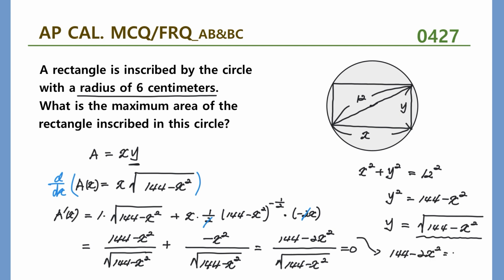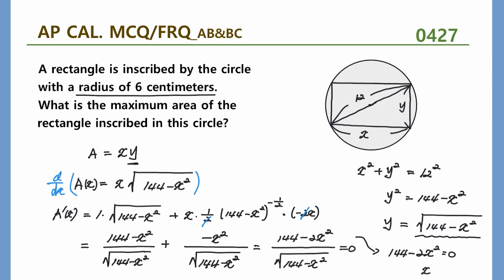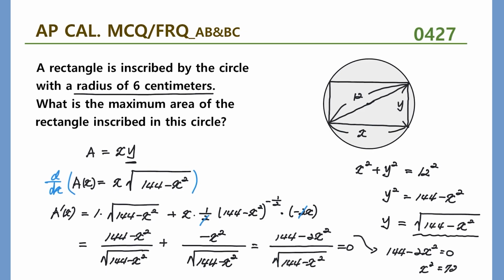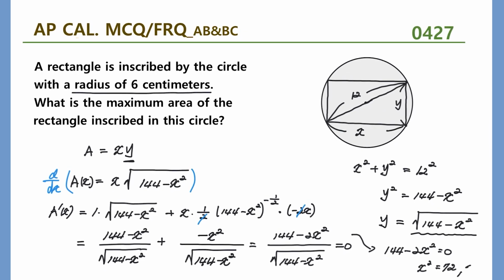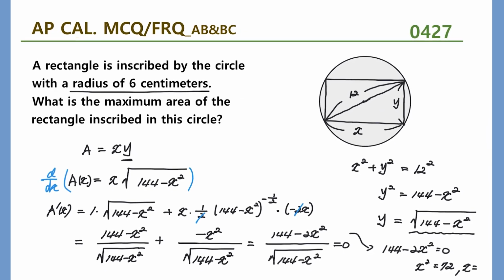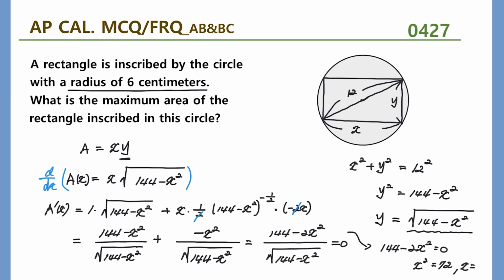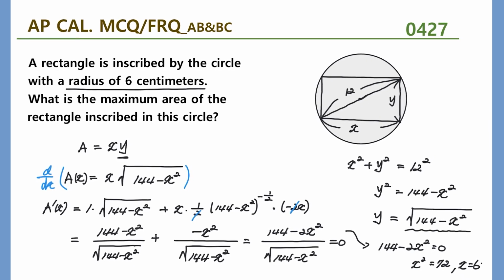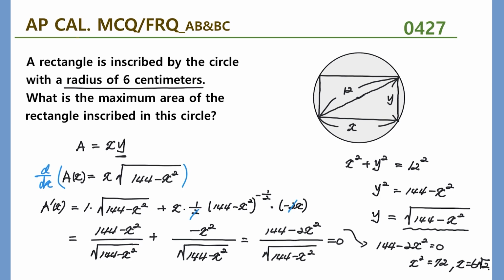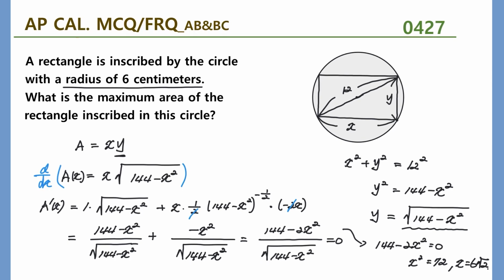2x squared is equal to 0. So x squared is equal to 72. Then what is x? X is the square root of 72, right? Which is equal to 6 root 2. That's the only critical point.